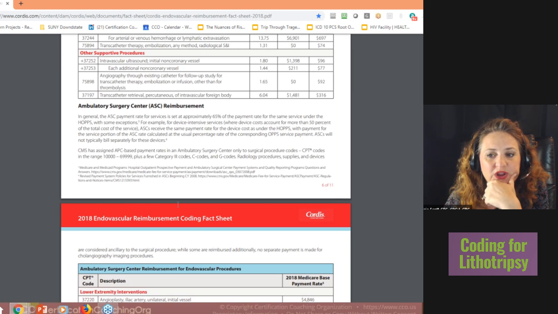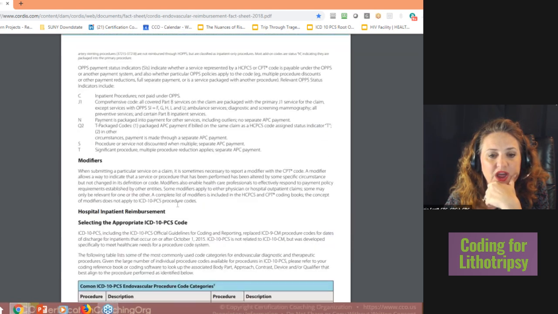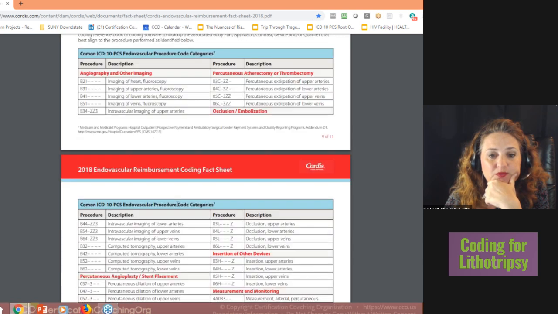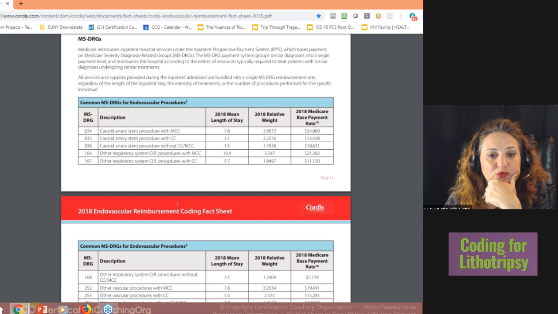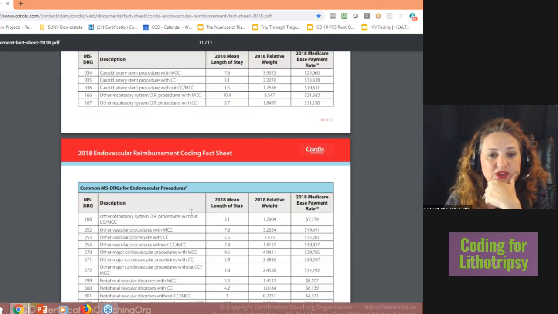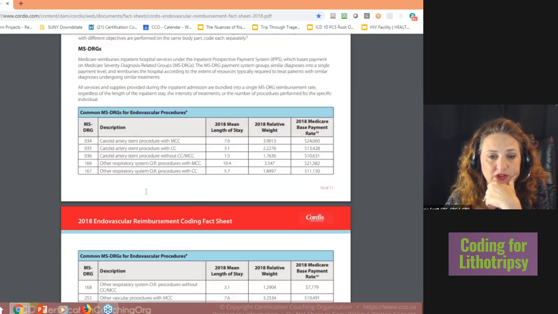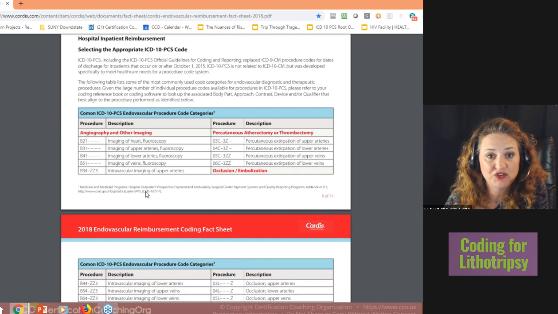But this was a really, really great PDF. What I would like for you to do is, you don't necessarily need to print it, but make your own tables if it's pertinent to you. Okay. Now, you don't need these MS-DRGs. This is all billing stuff. Now, if you're doing billing, then hey, this is great for you.